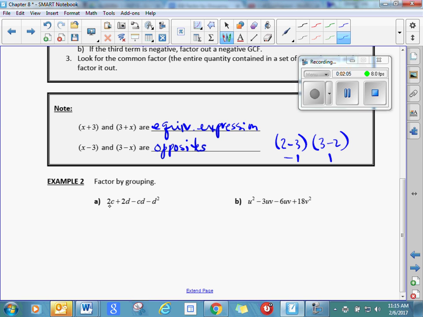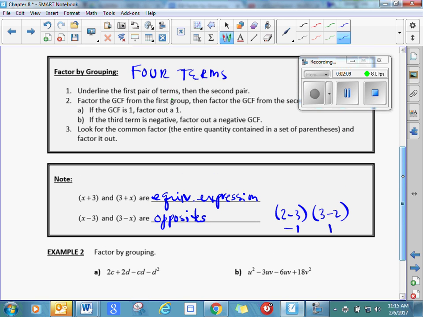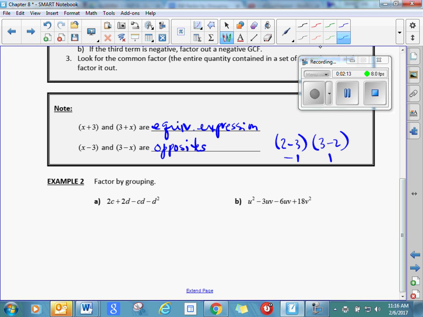We're going to notice that we have four terms here, and our process says underline the first pair of terms and underline the second pair of terms. So let me go get red for the first two and green for the last two terms. Then we're just going to concentrate on these first two terms initially. What do they have in common? They have a 2 in common. The GCF is 2, so we're going to factor out the 2.